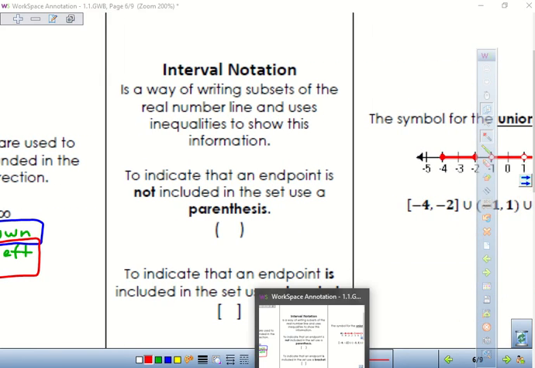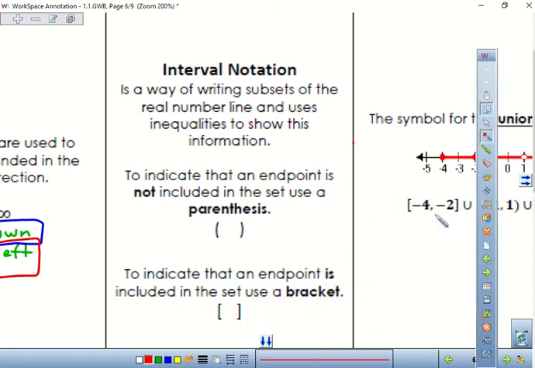So let's talk about interval notation. This is a way that we write subsets on the number line to determine or classify what the domain and range is. Okay. So to indicate an endpoint is not included, we use parentheses. Now you also always use parentheses for infinities. Okay, so if you have an infinity on one side, you always use parentheses. Never a square bracket for infinity. You all hear that? Infinity, no square bracket.